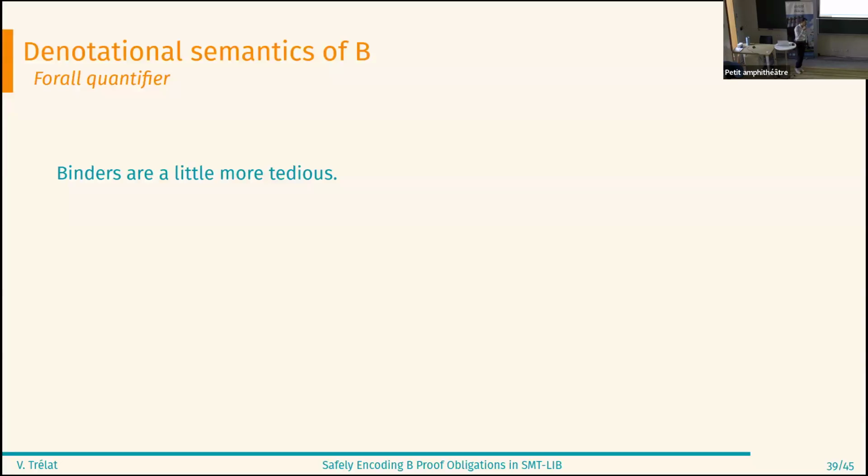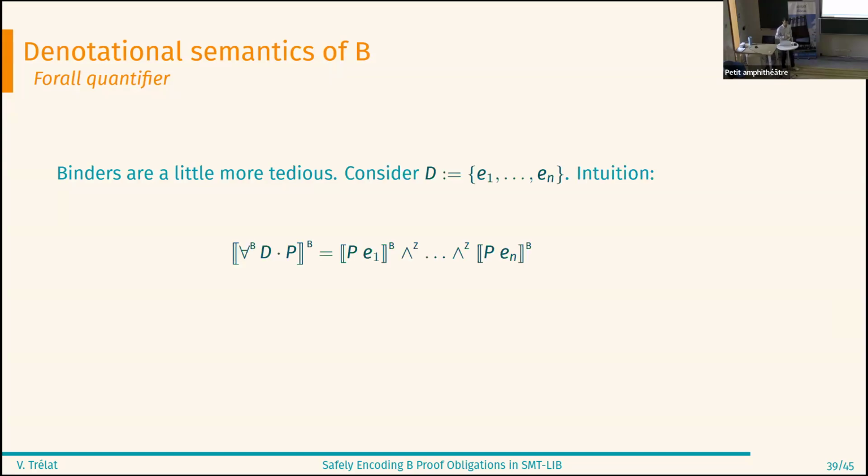Now binders again are a little more tedious. So now I'm only showing the case of the for all to change. The intuition is quite easy. Consider a domain that is enumerated. But the intuition is that we want to consider that the denotation of the for all is just a predicate, but taken on each element of the domain, right? This is the intuition that we want, taken conjunctively. So we really want to write it like that.